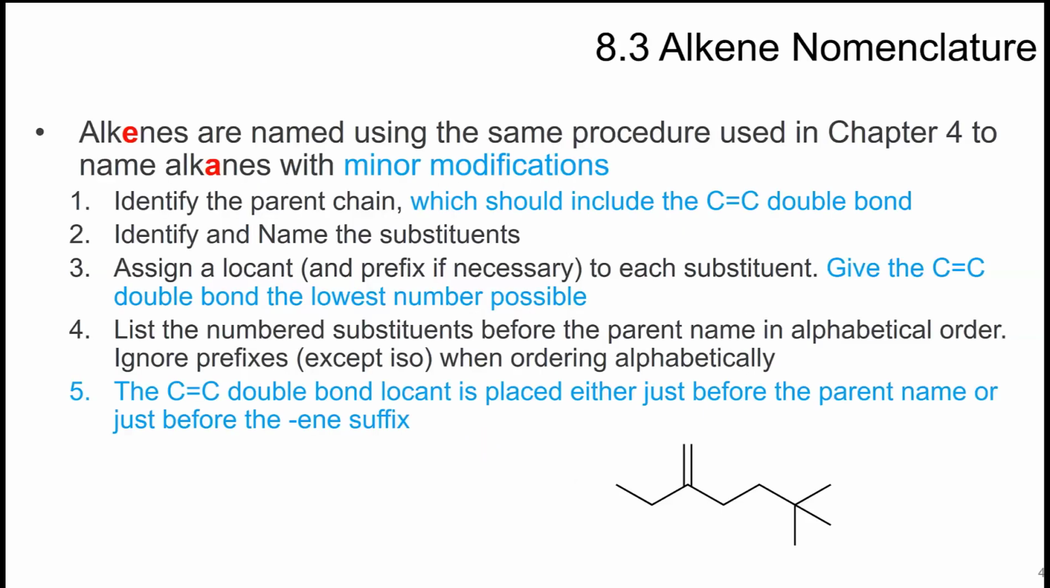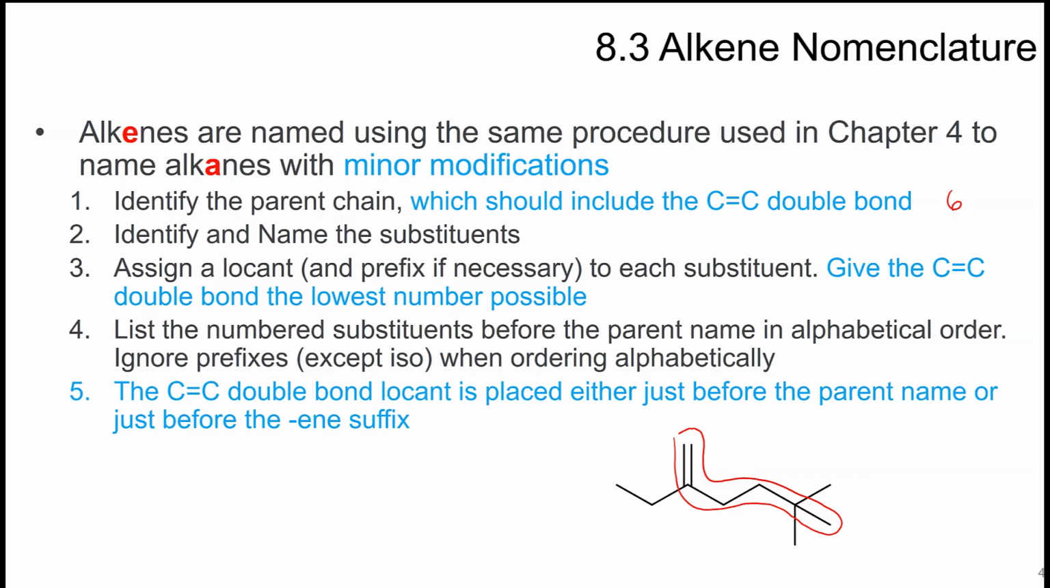When we name alkenes, they're named using the same procedure as we used in Chapter 4 with alkanes, except we modify a couple of things. The main one is the beginning parent chain. So our parent chain has to include the carbon-carbon double bond. So on the structure here, even though it looks like the longest parent chain is 1, 2, 3, 4, 5, 6, 7, we have to have our longest carbon chain include the alkene. So this would actually be our parent chain here, which ends up being 1, 2, 3, 4, 5, 6 carbons. So our parent is 6 carbons on this particular alkene.